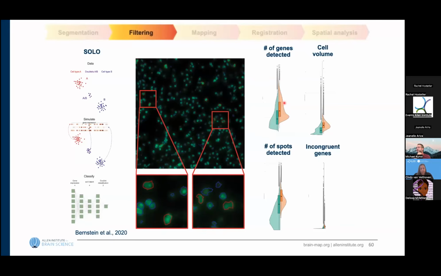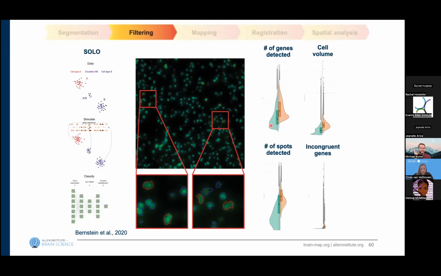So again, we can look at the number of genes detected, much higher in the doublets. The way it works is that genes of the panel are highly expressed in specific cells. So if you have two different cells, you end up with a lot of genes that would be considered incongruent, and so an overall higher number of genes detected. Obviously, the cell volume is bigger in a doublet because you merge two cells together, as well as the number of spots detected. And the number of incongruent genes, it's a bit hard to see, is severely reduced in the singlets compared to what has been described as doublets.